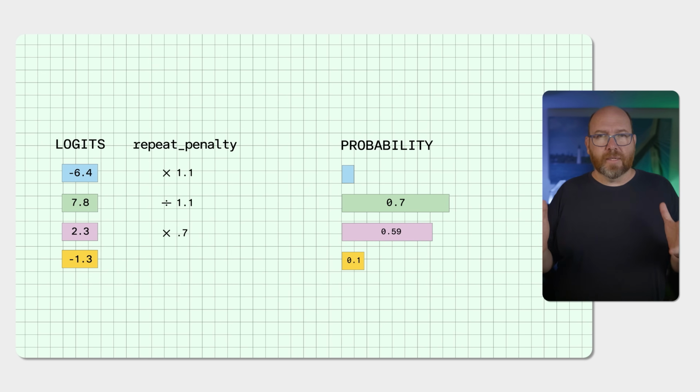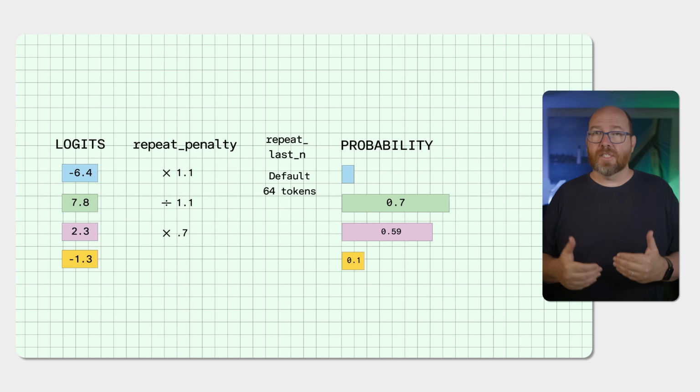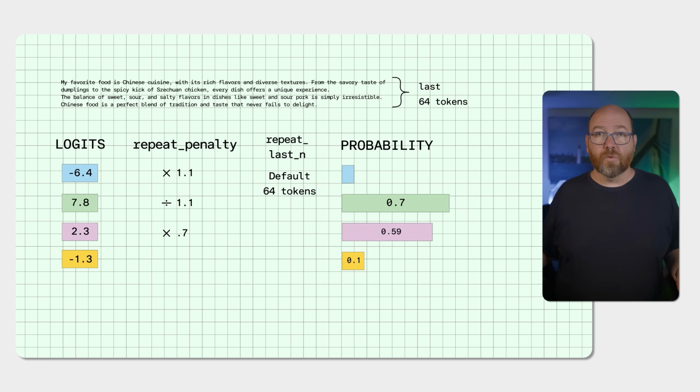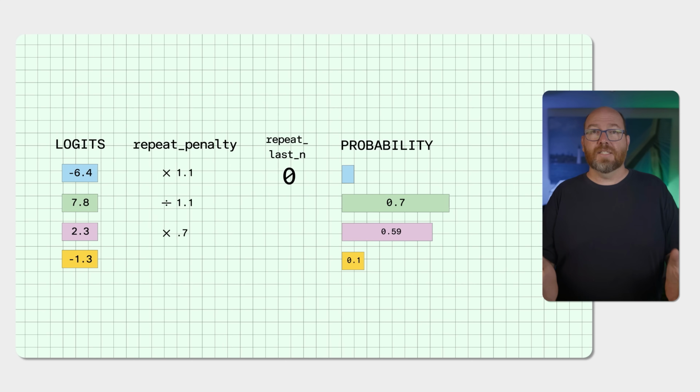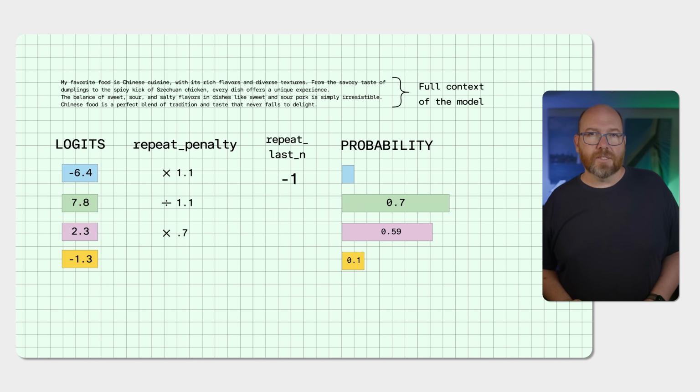At this point, you're probably wondering how large the window is for finding repeats. Well, that's what repeat last n is for. This defines the window. The default is 64, meaning it looks at the last 64 tokens, but you can set it to be a larger or smaller window. If you set it to 0, it disables the window. And if you set it to -1, then the window is the full context of the model.